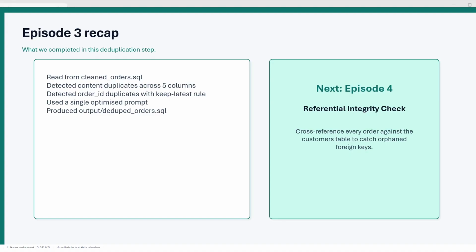So in the next episode, we will move to the referential integrity check. That means we will verify whether every order is linked to a valid customer or product record. This is another important data quality step because even if the order data is clean and deduplicated, it may still contain invalid references. So in episode 4, we will check orphan records and prepare the data for reliable reporting.